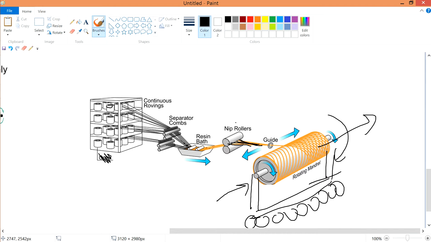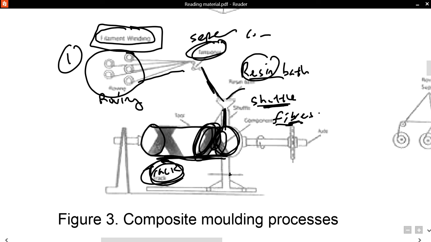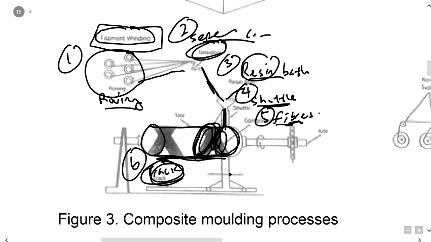Okay, so you move it out here and there, things like that. I don't know. So something for you to take note of. Alright, so these are the keywords: your roving, your separator comb, your resin bath. Separator comb is not given, but I think it's good if you were to put it. And then shutter, and then your fibers and your track. And these are the little stuff that you want to know for your diagram.